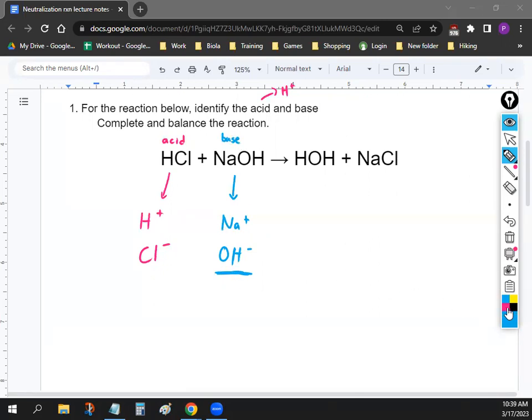Okay? So very easy way to identify acid and base. Acid is going to break apart into H plus, and a base is going to break apart into OH minus. Okay? So that's how you can tell them apart. And the key thing, if you guys want to jot it down, your acid and your base is always on the left side of the equation. Okay, so it's only on the left side.